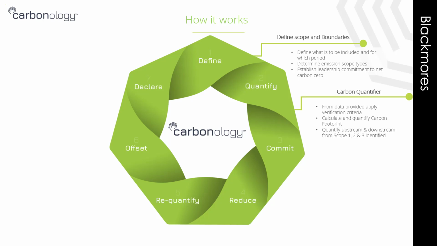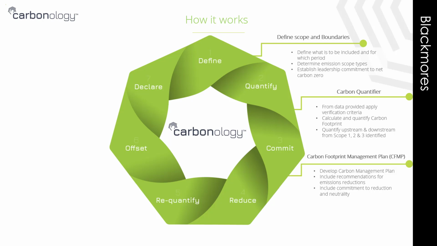The second stage is to quantify. So from the data that you've provided, we can then apply the verification criteria. We then calculate and quantify your carbon footprint, and we need to look at the upstream and downstream scopes for 1, 2 and 3 emissions. Now, David did expand on this in one of the previous podcasts, but he will go into a bit more detail on that very shortly.